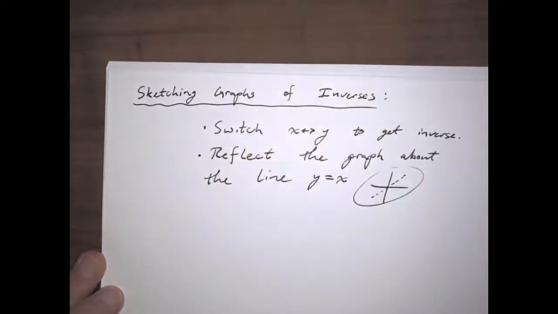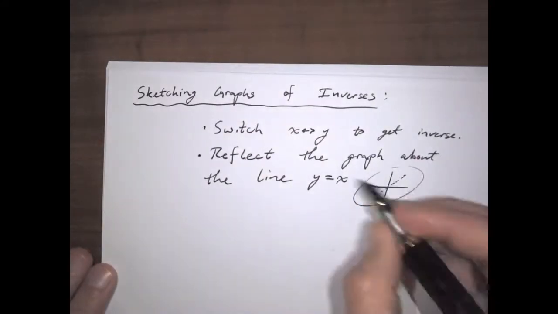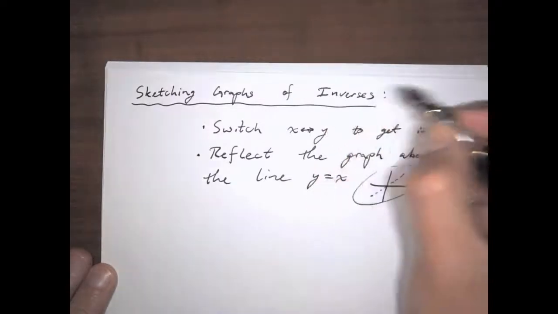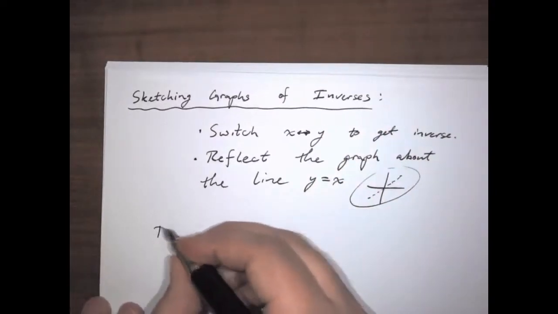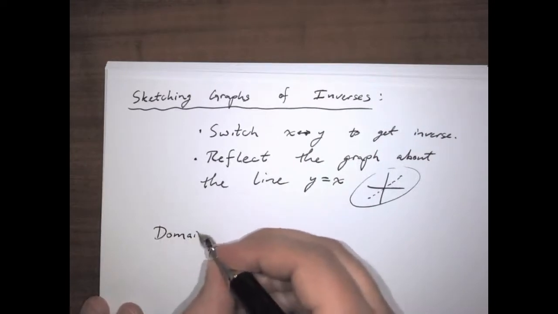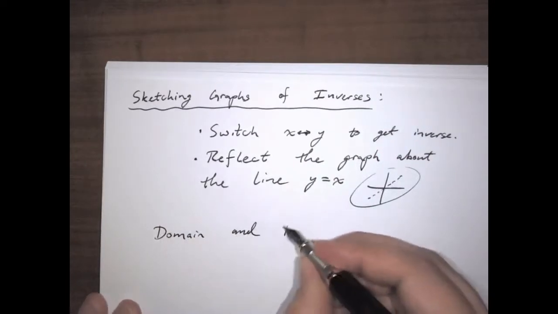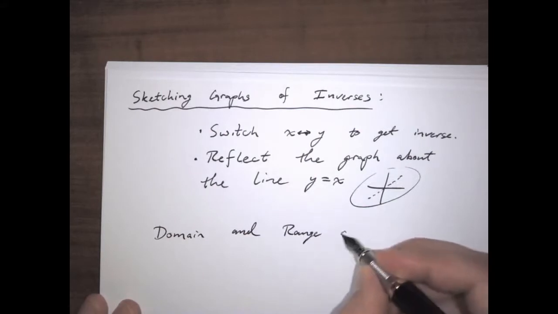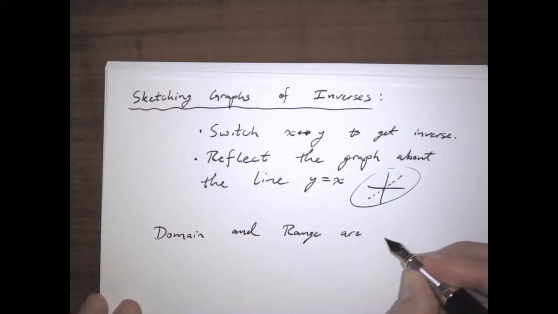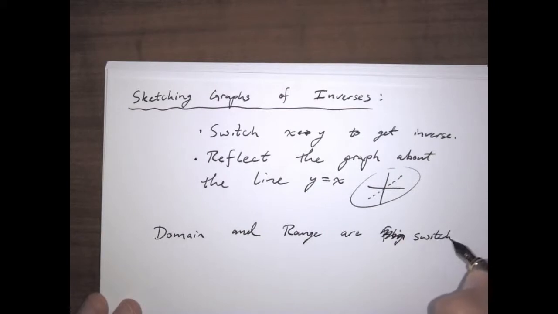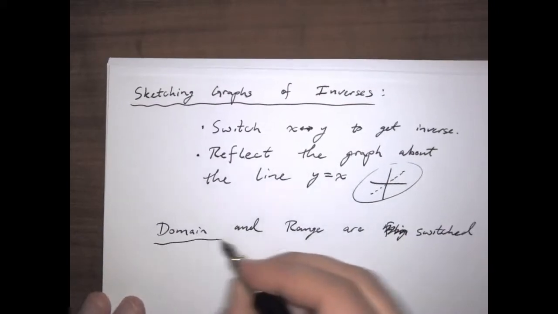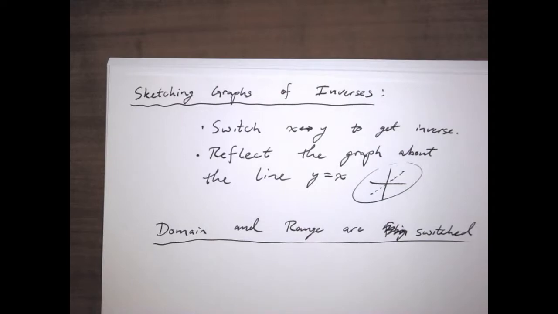Another way is just to straight up change the x and y coordinates of every point and see what you get. Now, when you do this, the domain and range are switched. So the domain of f becomes the range of f inverse and vice versa.